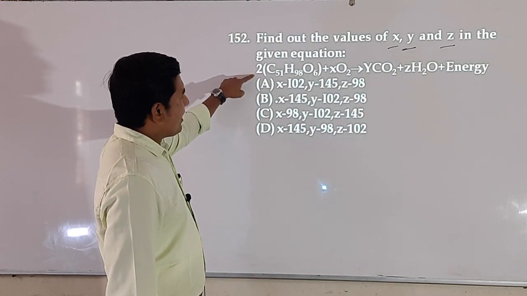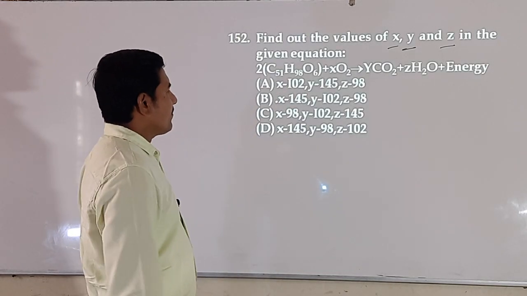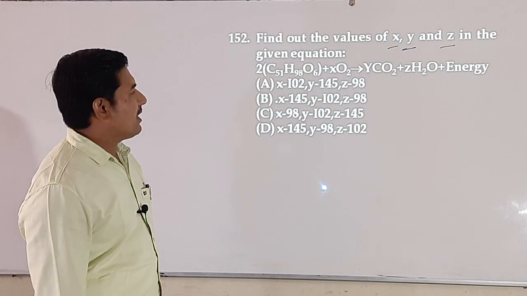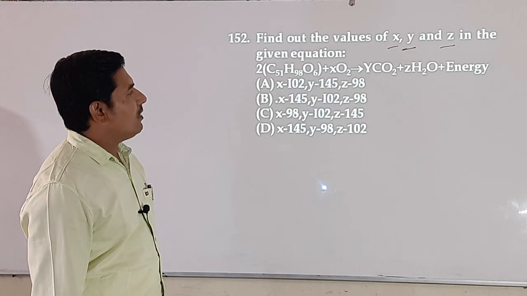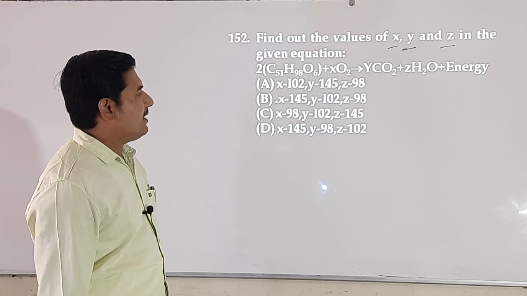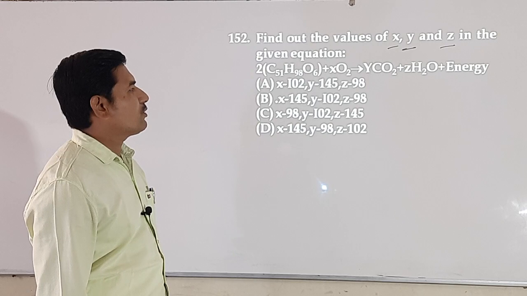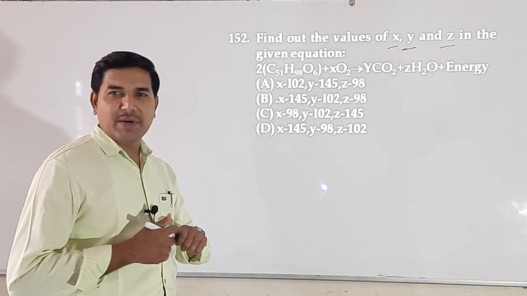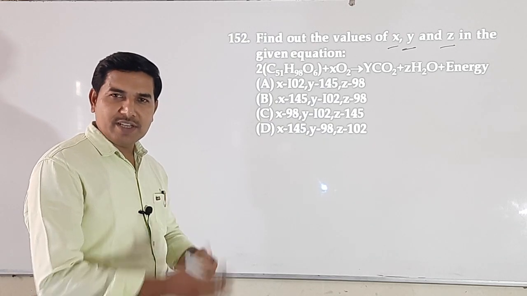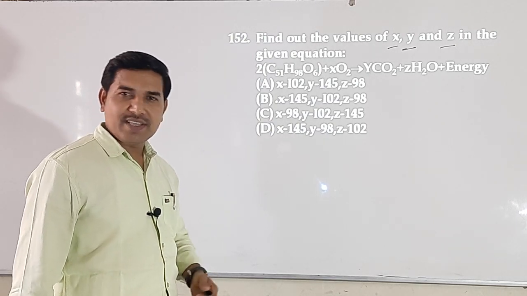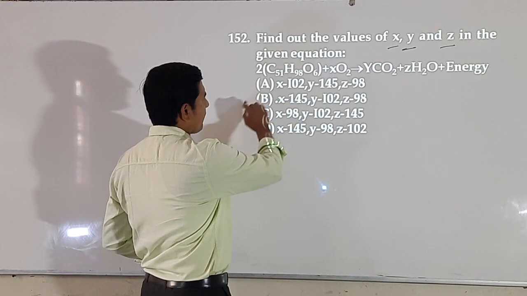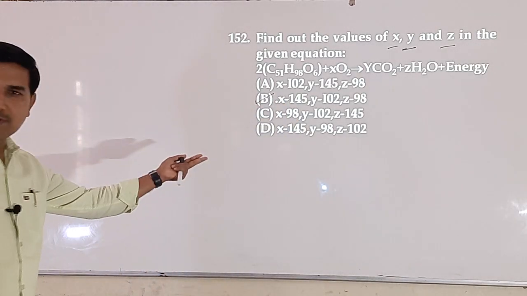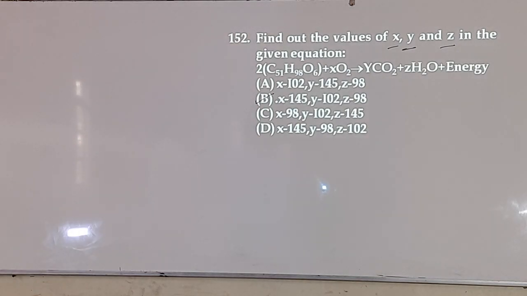So here tripalmitin plus how many X? X is, just check it, 145. Oxygen gives rise to 102 carbon dioxide, then 98 molecules of water plus energy. So according to the tripalmitin equation, where the respiratory substrate used is a fat, the answer is B for 152. Okay, so let's move on to the next question.